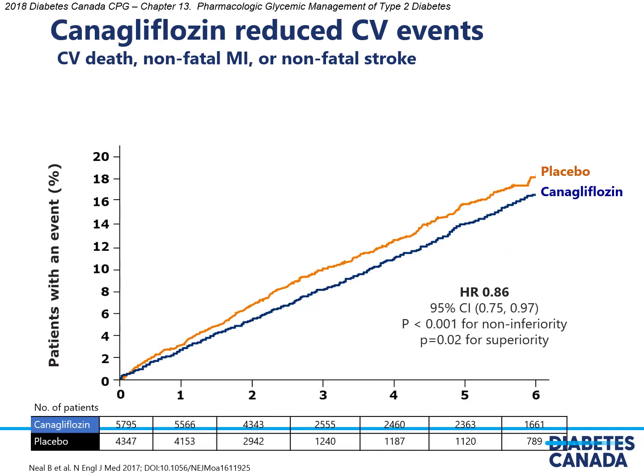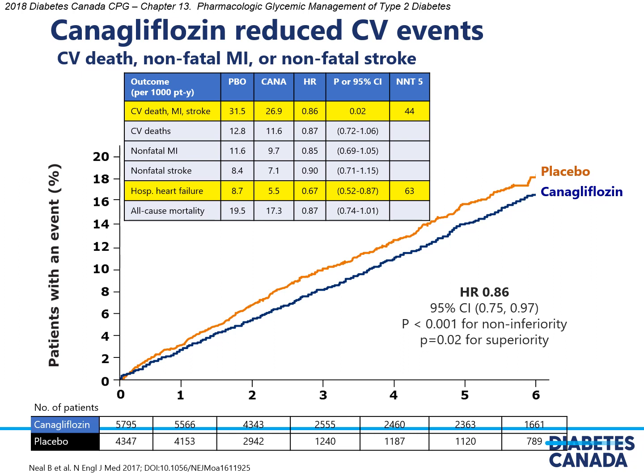The CANVAS program, which integrated findings from 2 placebo-controlled trials, enrolled 10,142 participants with type 2 diabetes who were 30 years or older with symptomatic cardiovascular disease, or 50 years or older with at least 2 cardiovascular risk factors. Over a median follow-up of 2.4 years, significantly fewer persons randomized to canagliflozin had the primary outcome of cardiovascular death, non-fatal MI, or non-fatal stroke. There were no statistical differences in the individual components of the composite outcome.